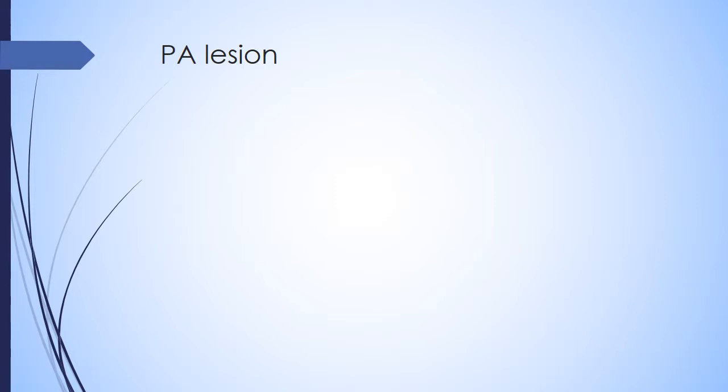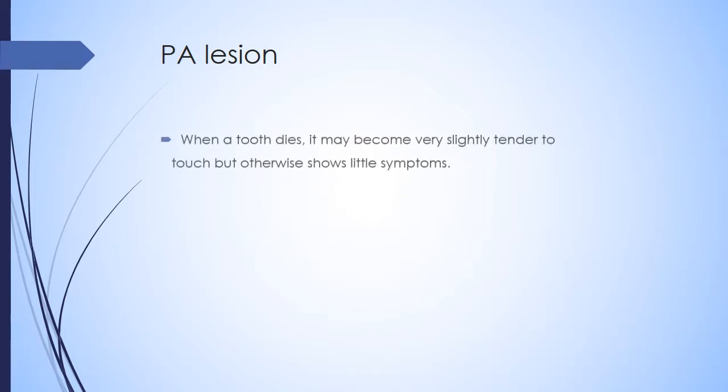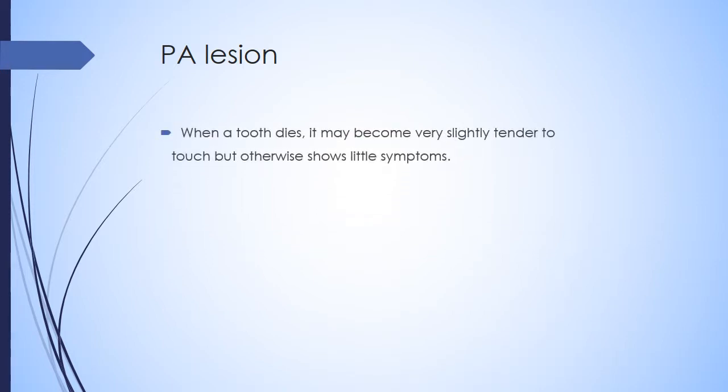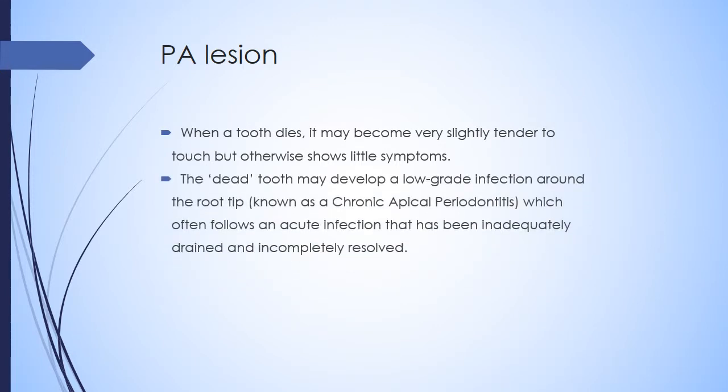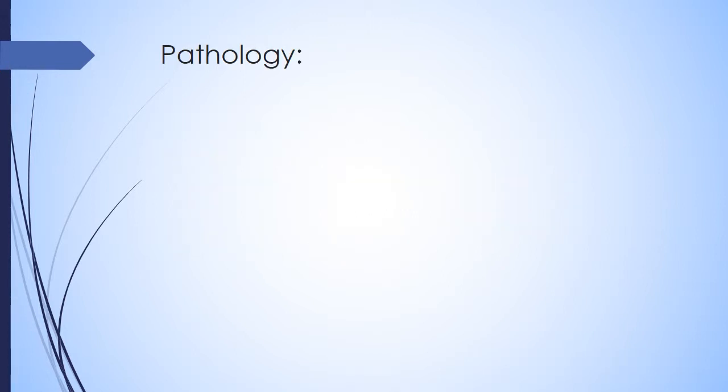What is a peri-apical lesion? When a tooth dies, it may become very slightly tender to touch, but otherwise shows few symptoms. The dead tooth may develop a low-grade infection around the apex or the root tip, known as chronic apical periodontitis, which often follows an acute infection that has been inadequately drained and incompletely resolved.